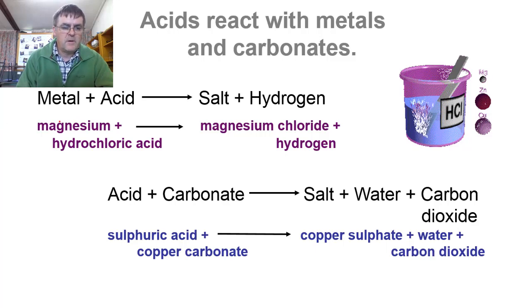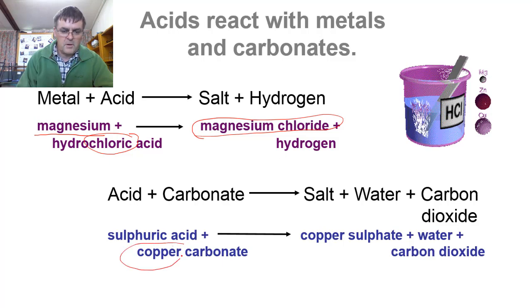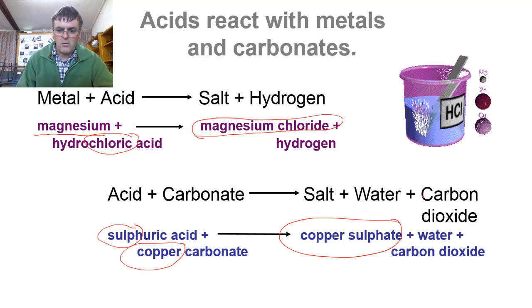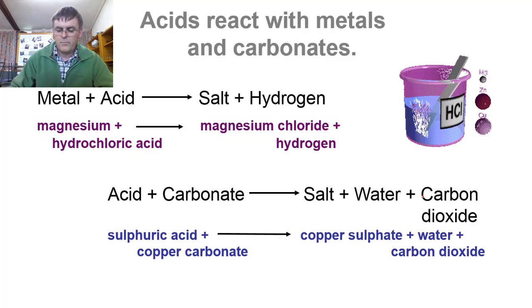So, for example, over here we've got magnesium going into hydrochloric acid. So the salt's going to be magnesium chloride plus hydrogen. Salt plus hydrogen. Next one down, we've got copper carbonate. So copper is the metal going in, and we've got sulfuric acid. That's the sulfur part. So we're going to have copper sulfate being the salt, water and carbon dioxide being given off.